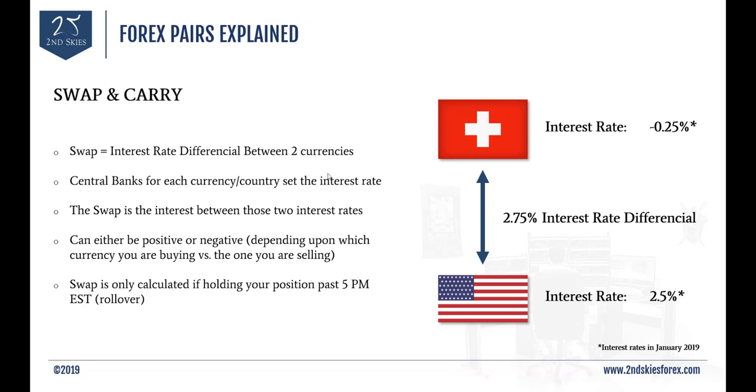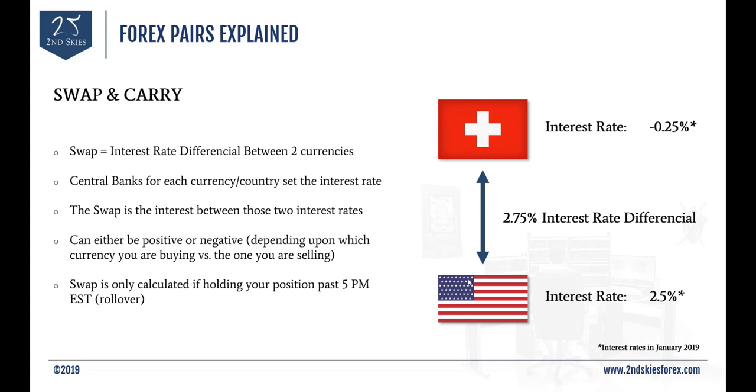New York time. If I open my position after 5 p.m. New York time and I close it before the next 5 p.m. New York time, I don't pay any interest. But if I hold the trade past 5 p.m. New York time, I'm going to pay that interest rate differential. And so it can be negative: if I'm buying the Swiss franc, then I would be paying 2.75% interest on that transaction per day.